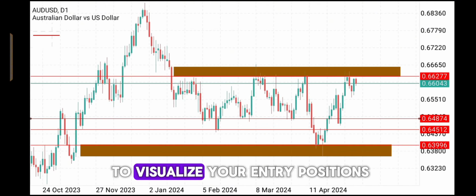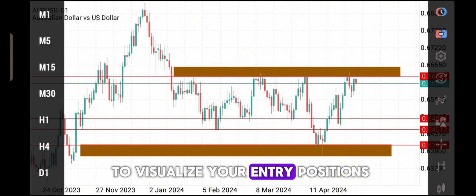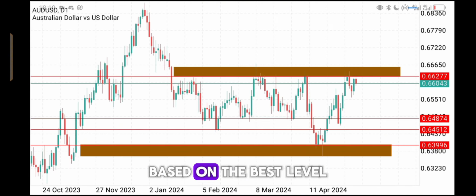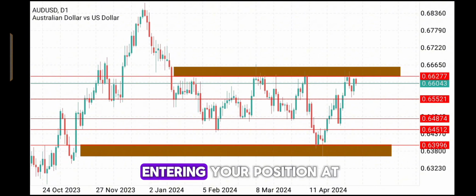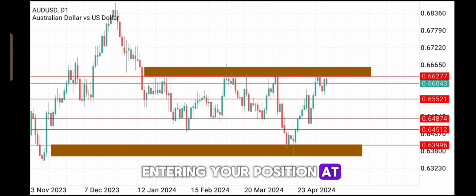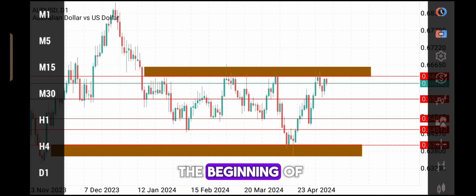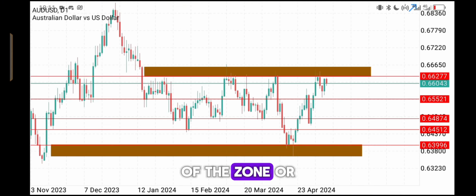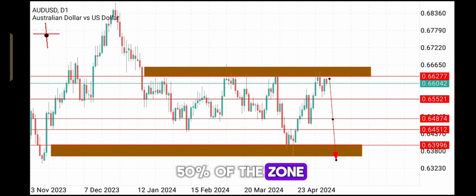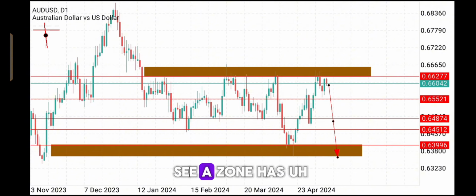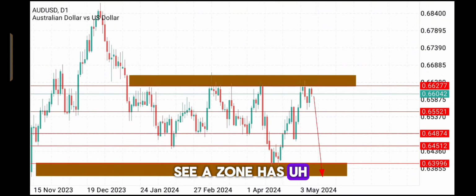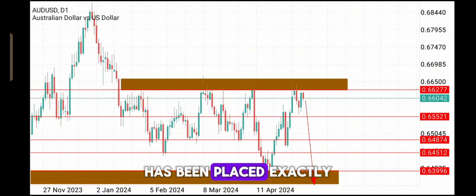are able to visualize your entry positions based on the best level. Sometimes you can consider entering your position on the beginning of the zone, or 50% of the zone, or at 0% basically. So as you can see, a zone has been placed exactly where we close the candles basically.